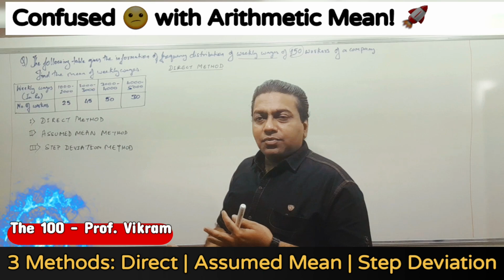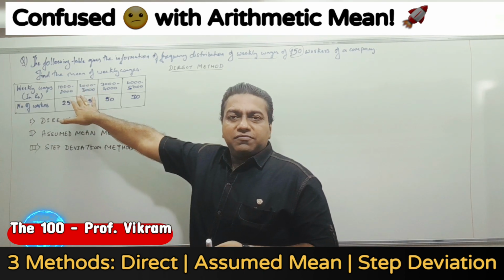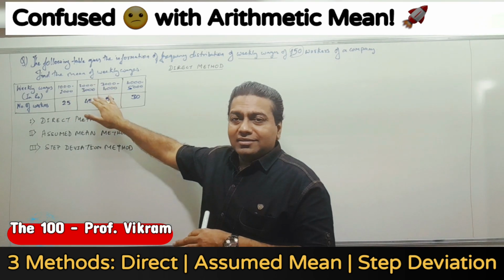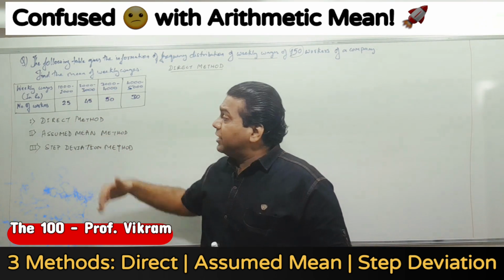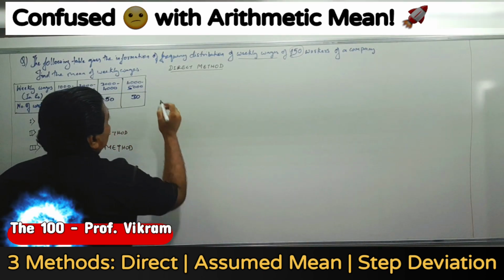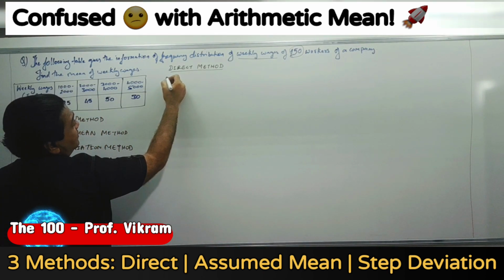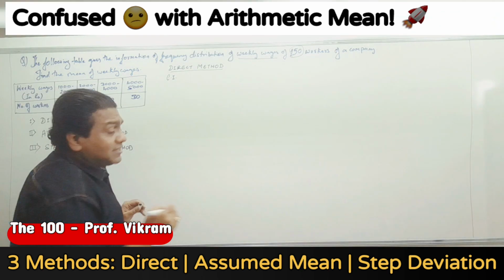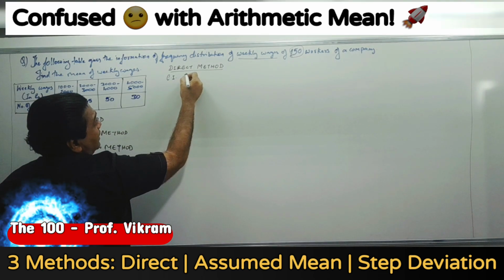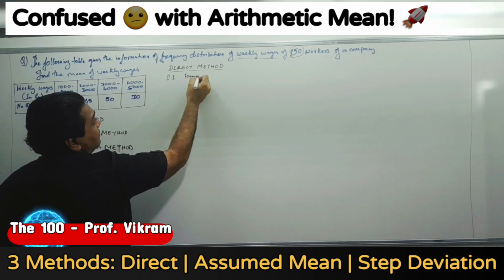Now, what is class interval? The class interval is a range of the weekly earnings over here. That is called class interval. And what is frequency? Frequency is the number of workers that we are going to take down over here. Okay, so let us take the first data, that is your weekly wages. I will write over here as class interval, and the number of workers, I'm going to write them down as frequency.